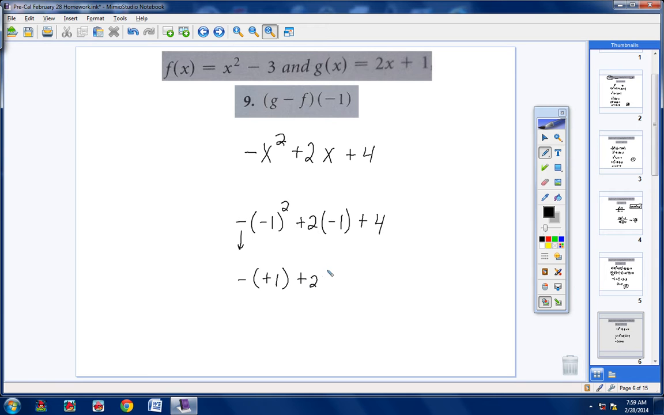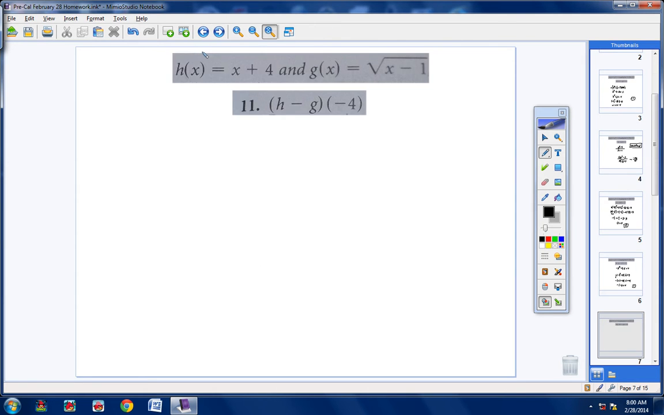And then bring down the rest of your problem. Now, I have a negative outside of a parentheses. A negative times a positive is a negative 1. A positive times a negative is a negative. And bring down your positive 4. Negative 1 and negative 2 is a negative 3, plus 4 more would be 1. So the answer to number 9 is simply 1. All right? Okay, we're doing well. We're just adding, subtracting, multiplying, and dividing different functions. Let's move on now to number 11.